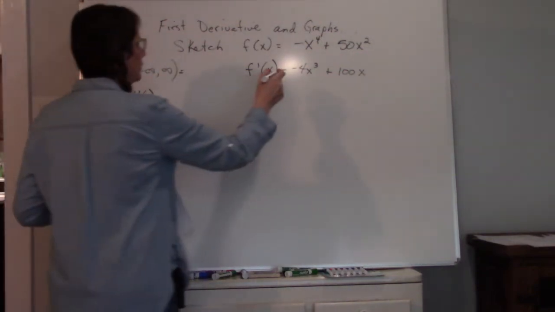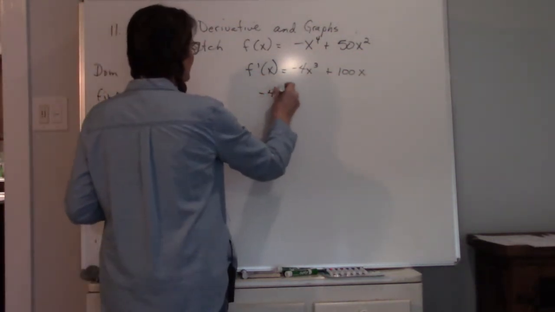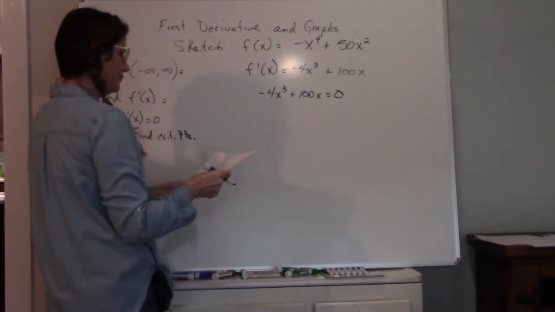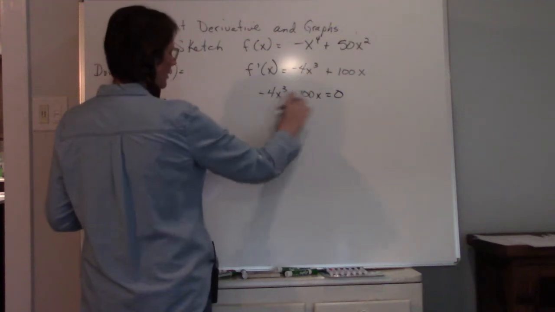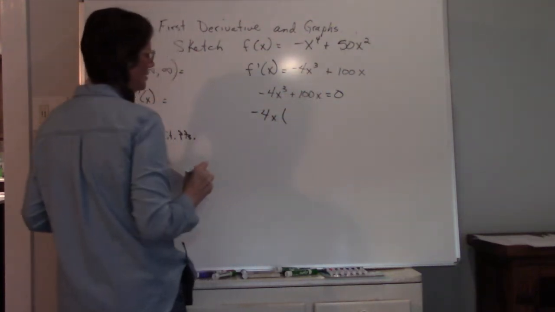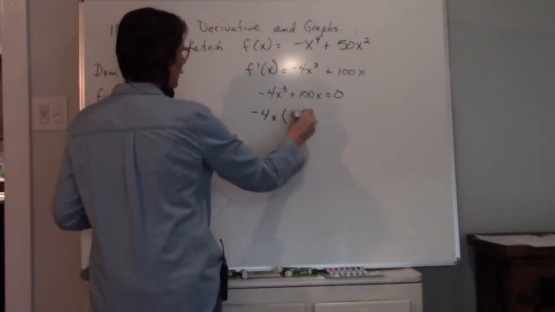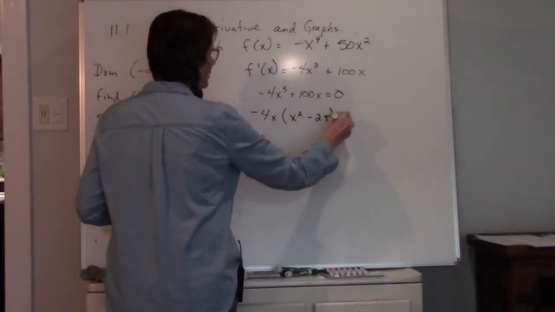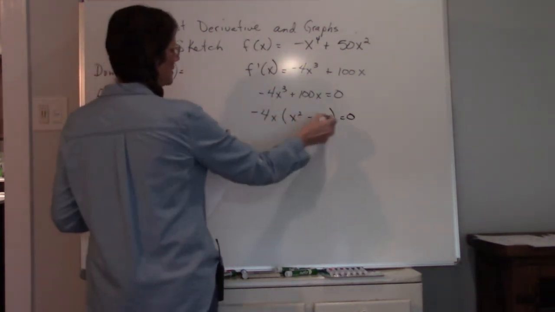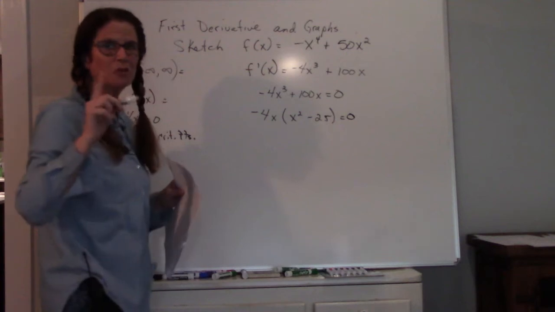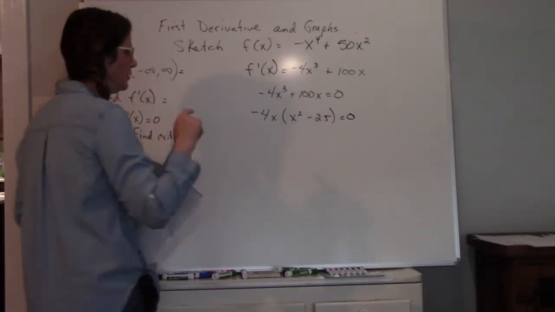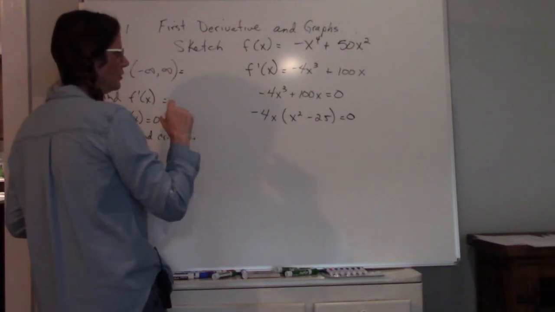So here we go. We're going to set this to 0, and then we're going to solve. Now factoring, there's a 4x in common. I'm going to factor out a negative, it just makes it easier. I end up with x squared minus 25 equals 0. Now this is the difference of two squares, so remember your factoring skills. If you don't remember, go back to the videos that I posted earlier in the semester.